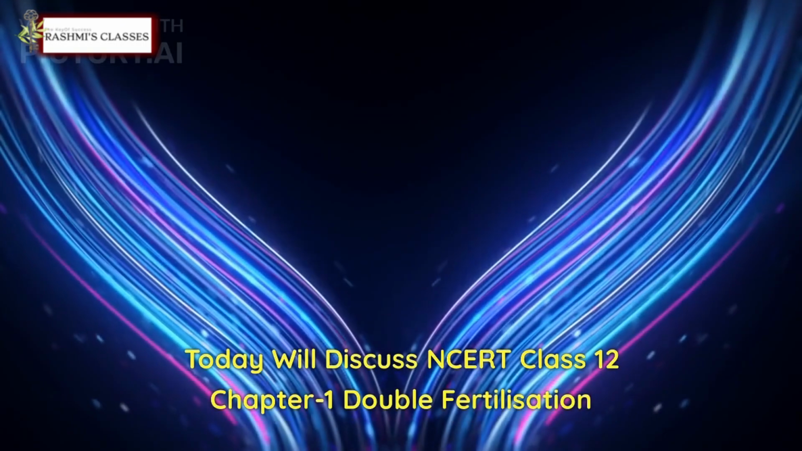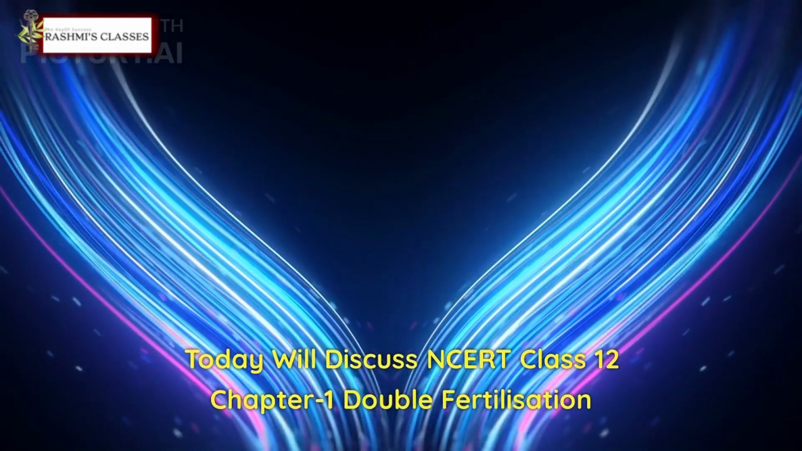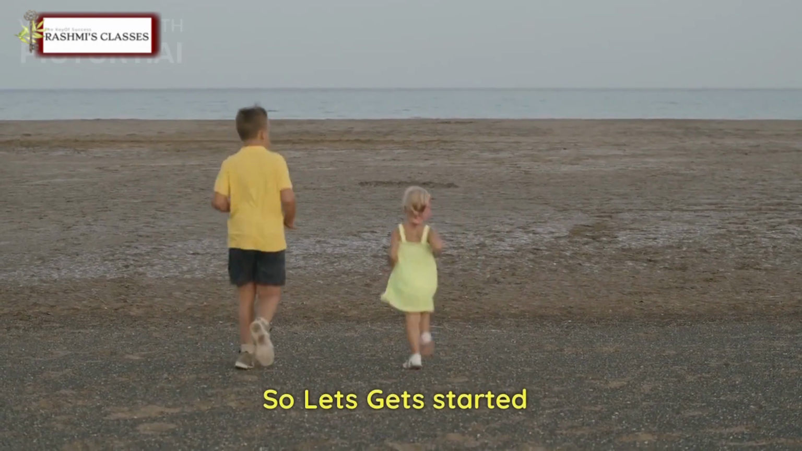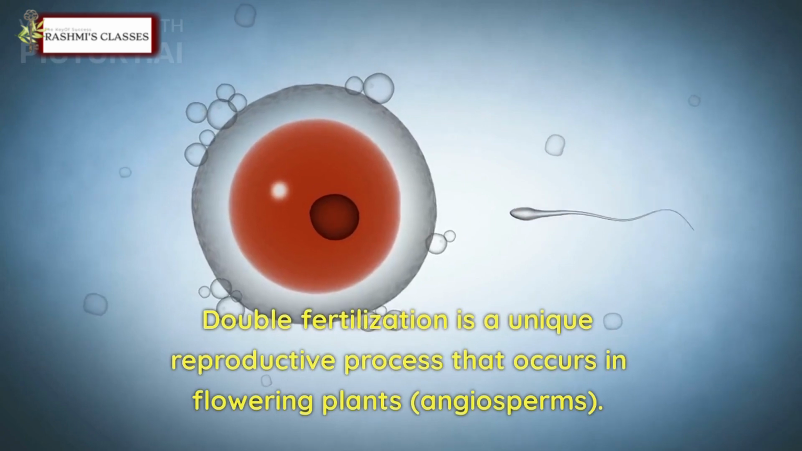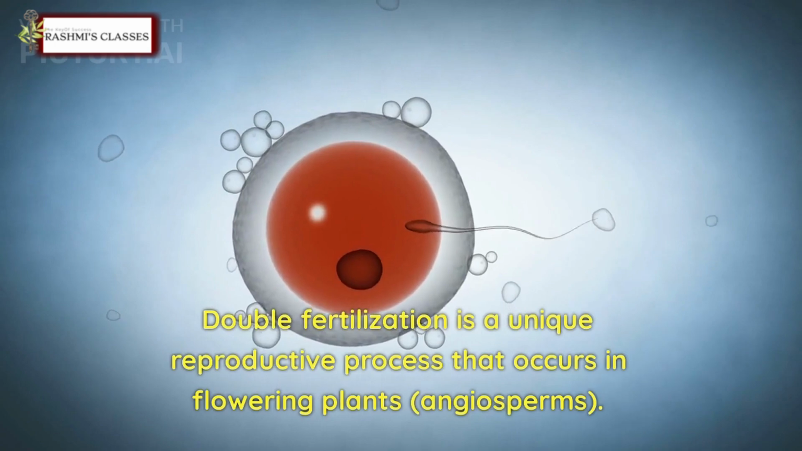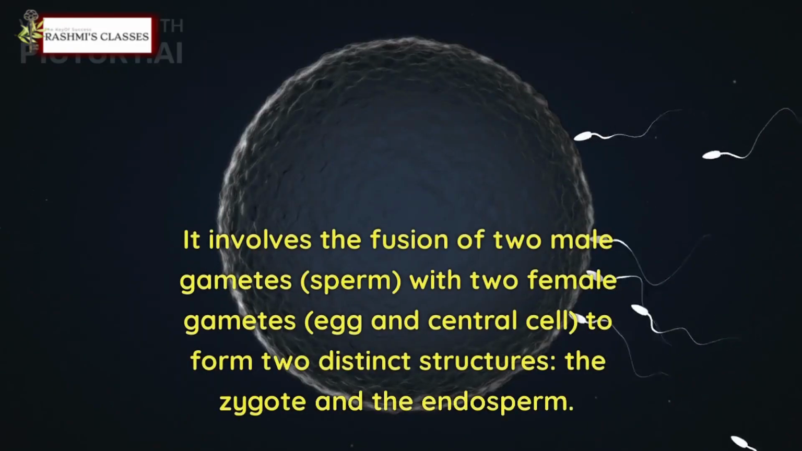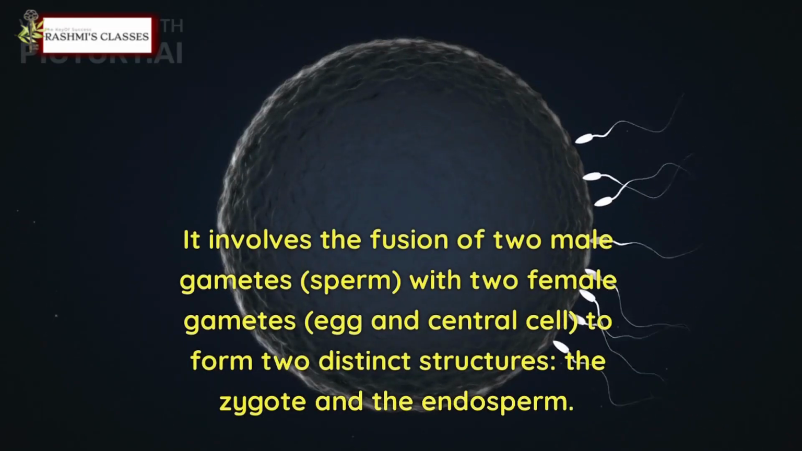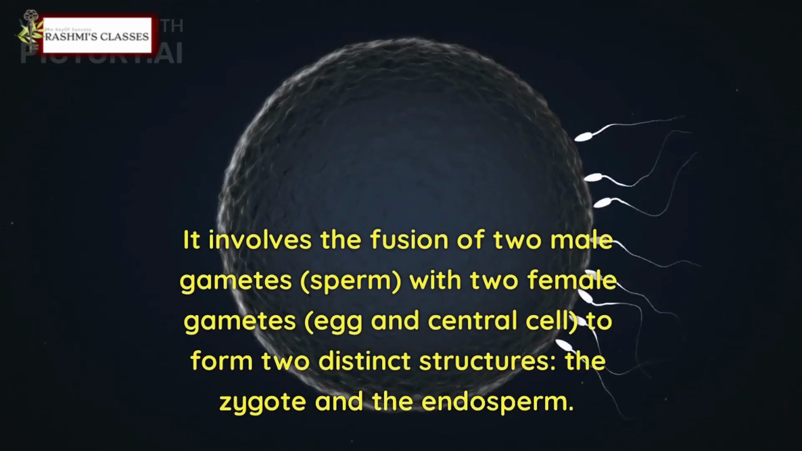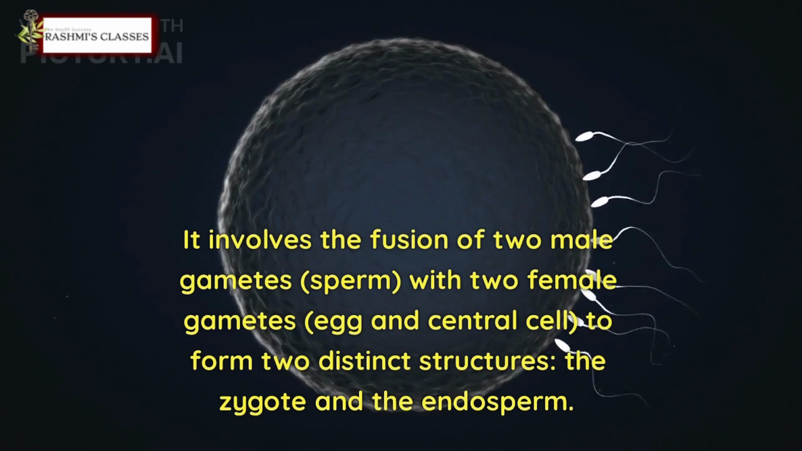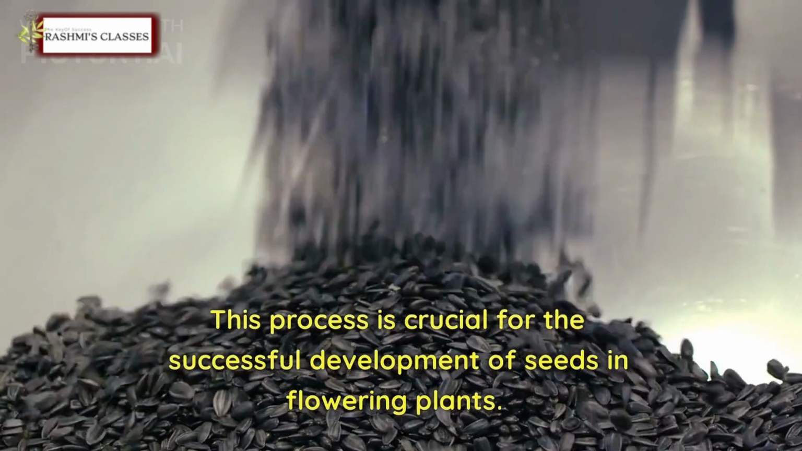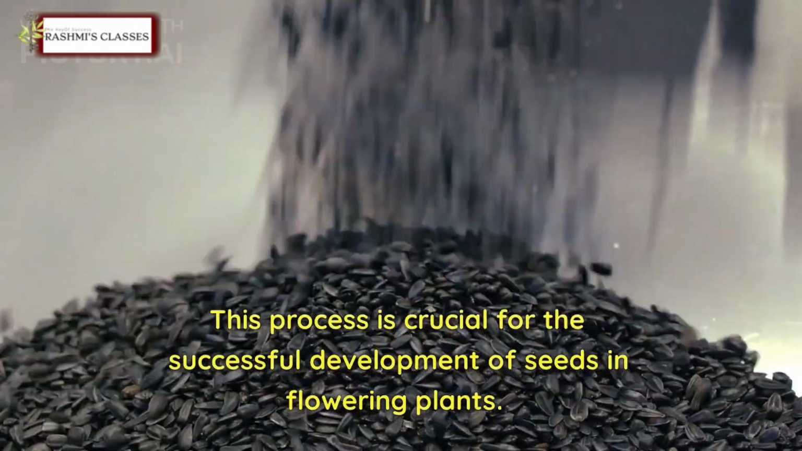Today we'll discuss NCERT Class 12 Chapter 1, double fertilization. So let's get started. Double fertilization is a unique reproductive process that occurs in flowering plants, angiosperms. It involves the fusion of two male gametes, sperm, with two female gametes, egg and central cell, to form two distinct structures, the zygote and the endosperm. This process is crucial for the successful development of seeds in flowering plants.